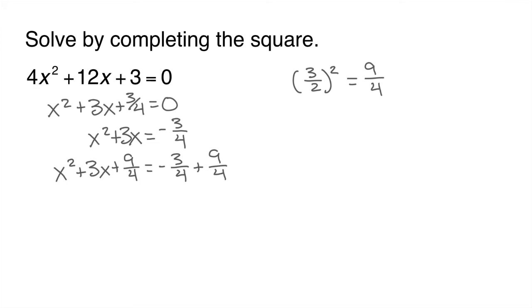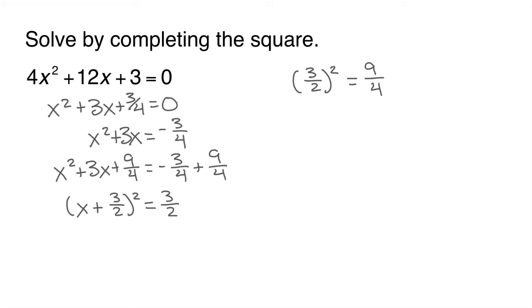Now we have a perfect square trinomial on the left side of the equation. So we'll write that as the binomial squared. So we have x plus 3/2 squared. And on the right side, we have negative 3/4 plus 9/4, which is 6/4 or 3/2.